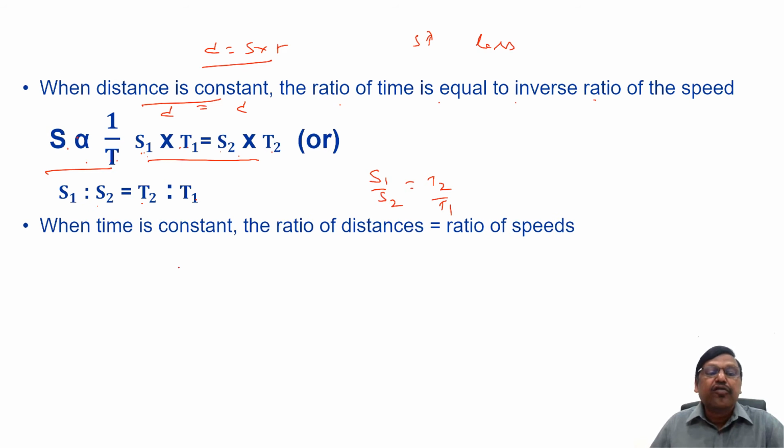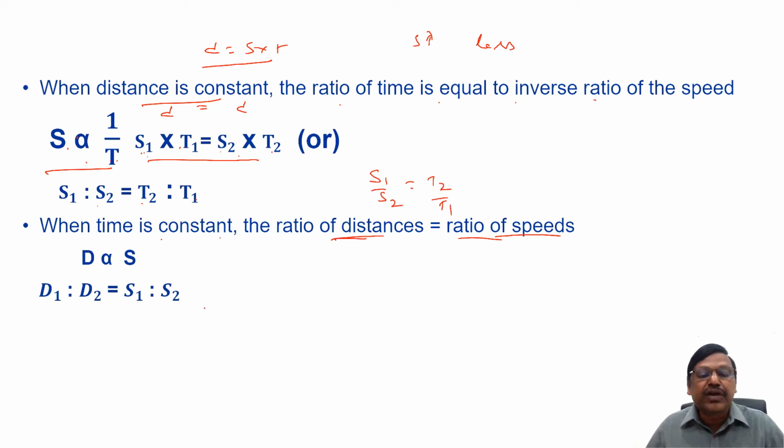Next one is, when time is constant, the ratio of distances equals the ratio of the speeds. If two people are traveling for the same time, then whoever has more speed will cover more distance. That's why I said the ratio of distances equals the ratio of speeds. Distance is directly proportional to speed, or we can say D1 is to D2 equals S1 is to S2, because it's a direct variation, right? You have more speed, you will travel more distance. If you have less speed, you will cover less distance in the same time, when the time is constant.